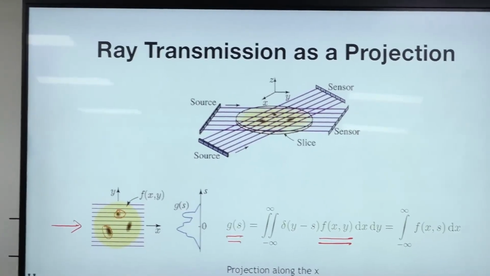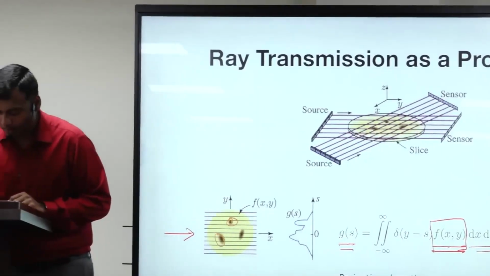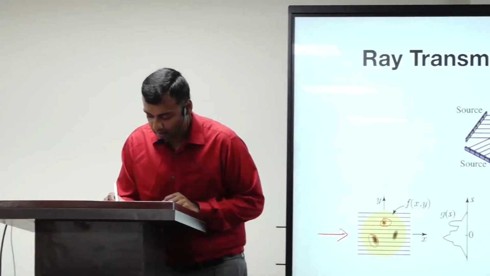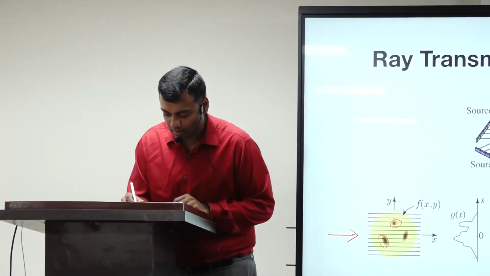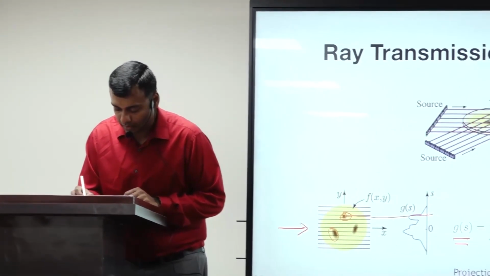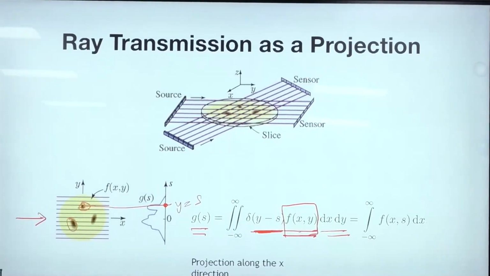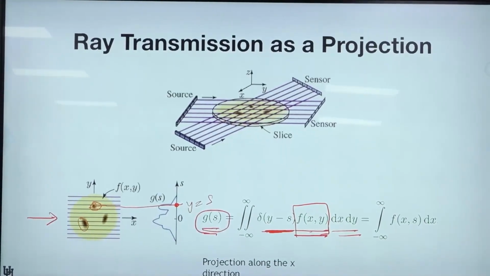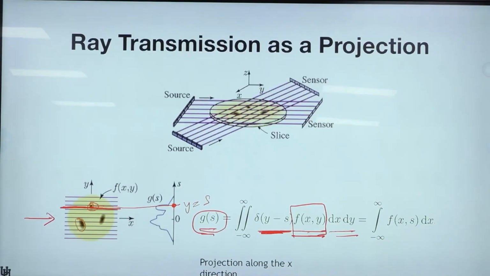So therefore you have f of x comma y dx dy, but you're compressing along y, so delta of y minus s. So what does that mean? Any value of y equals s. g of s, g at any point s, is basically the integral at y equal to s. So you're integrating along the x-axis, and that's how you get it.